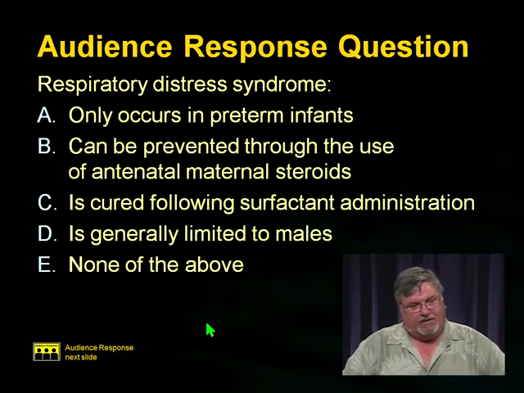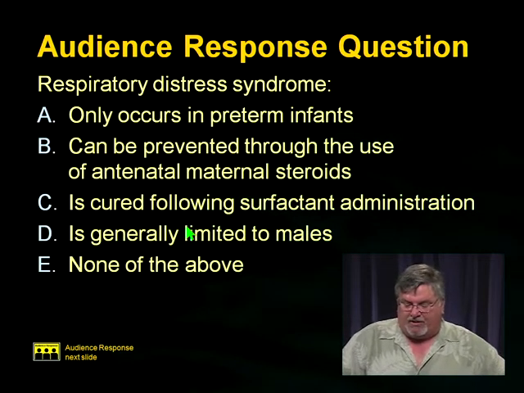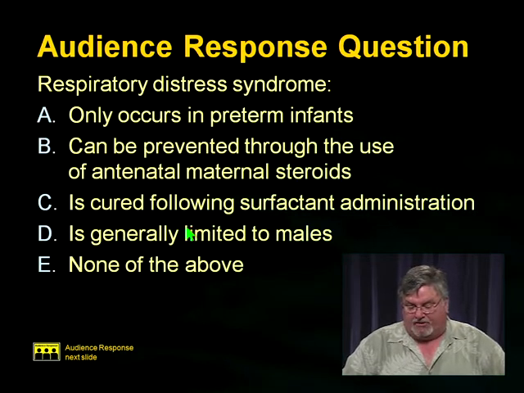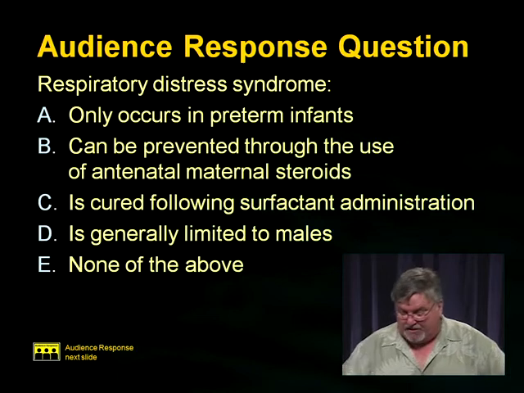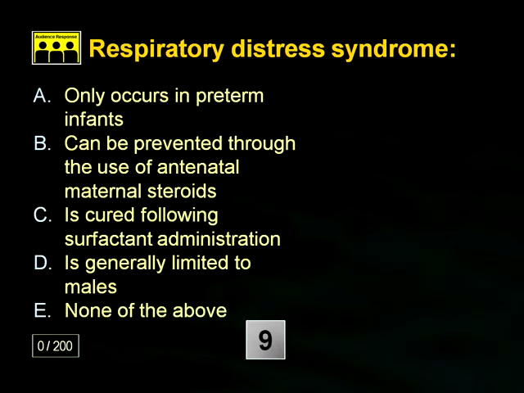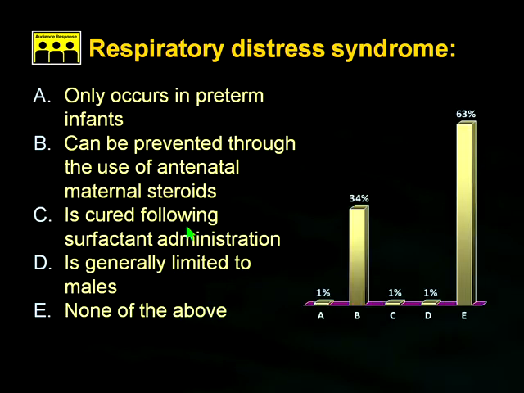So, a question might be, respiratory distress syndrome: A, only occurs in preterms; B, can be prevented through the use of antenatal maternal steroids; C, is cured following surfactant administration; D, generally limited to males; E, none of the above. Yeah, it's not prevented through the use of antenatal maternal steroids, but certainly the incidence is decreased.